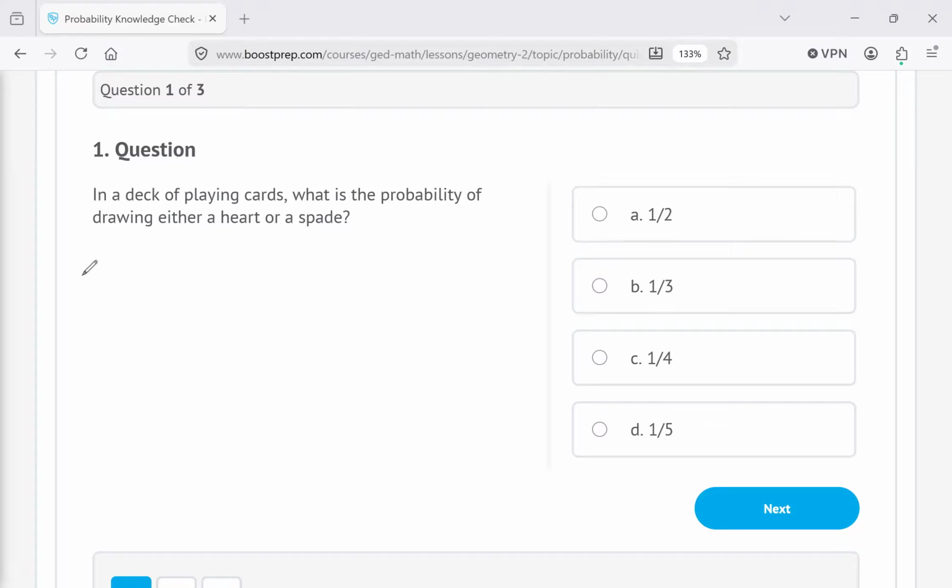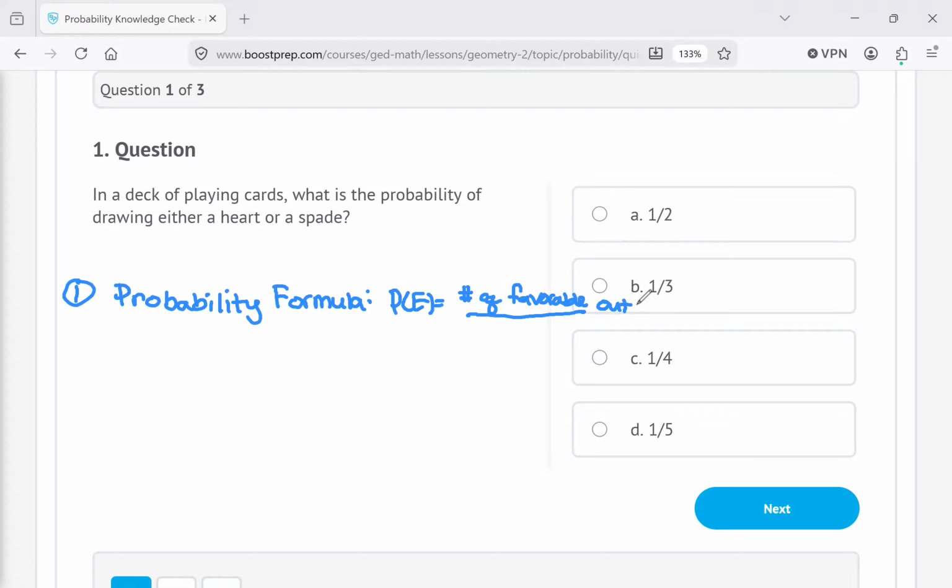So, let's talk about probability, or the typical probability formula. Okay, so you probably seen it, heard of it. It's basically a fraction, and on the top, it's the number of favorable outcomes. And then on the bottom, it's the total.